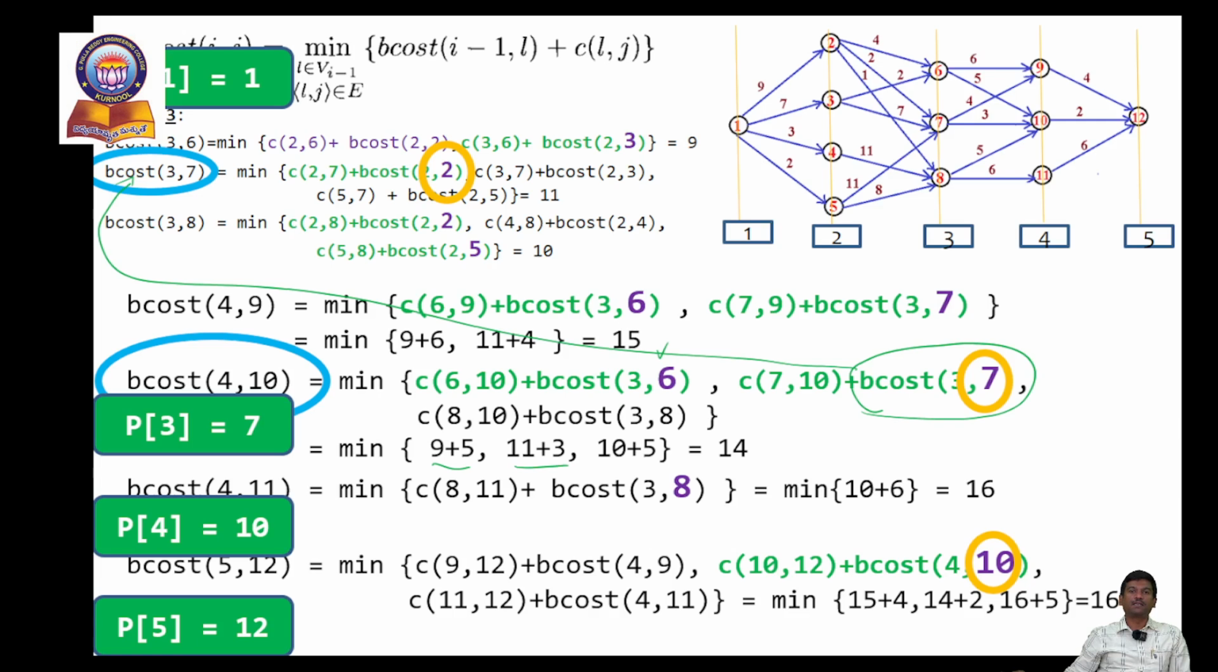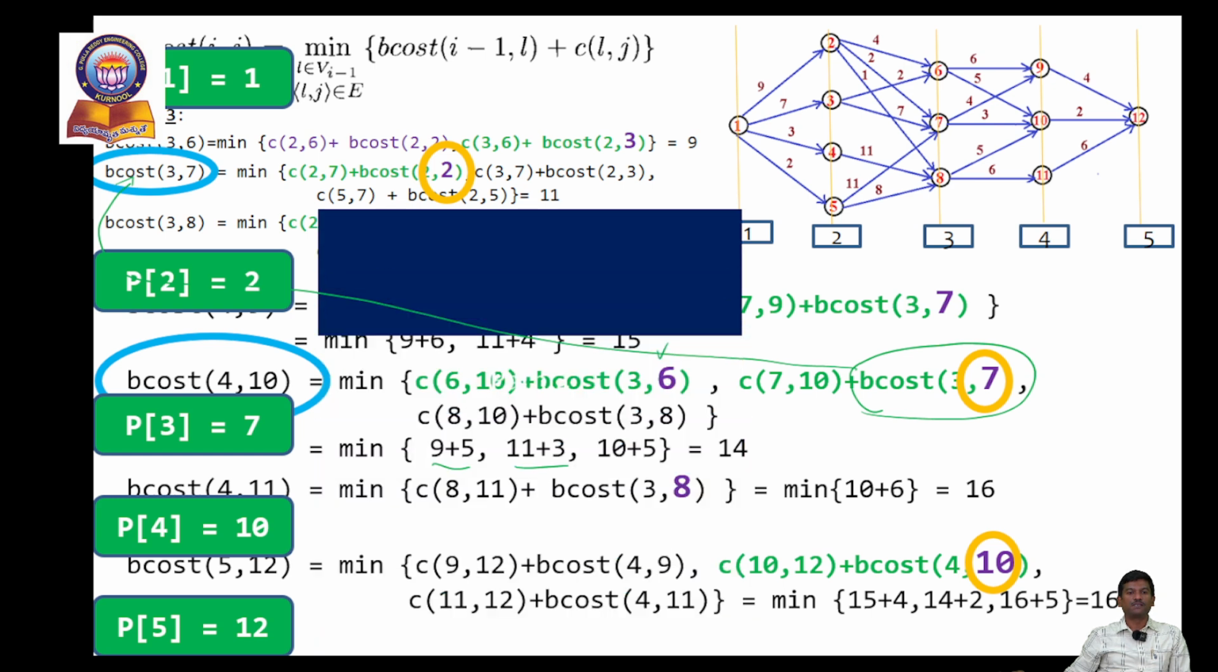And take that vertex, that is 2, into the solution, that is P of 2 is equal to 2. And that is how we can get the different solution, 1 to 2, 2 to 7, 7 to 10, and 10 to 12. That indicates there are two paths which lead to the minimum cost, that is equal to 16. And that is how we can solve the multi-stage graph problem using the backward approach.